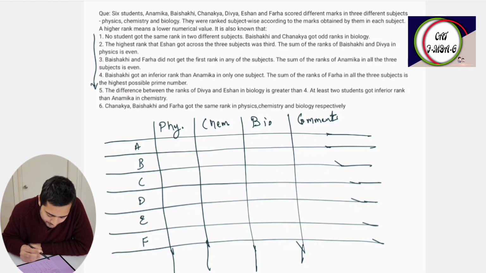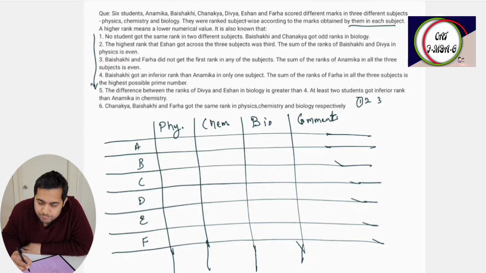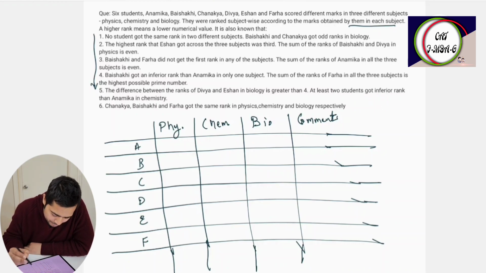Okay, let us start reading whatever is given in the question. They were ranked subject wise according to the marks obtained by them in each subject. A higher rank means lower numerical value. So let us say 1, 2, 3 ranks are there. So the person with the highest rank is number 1. The person who has got an inferior or lower rank is number 3. This is given. Okay, we will keep that clue in mind.